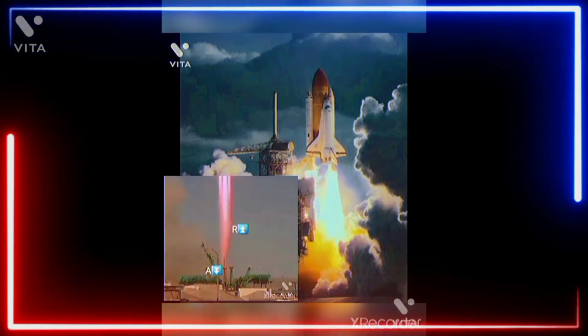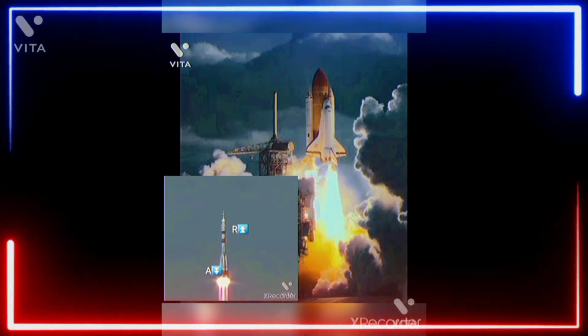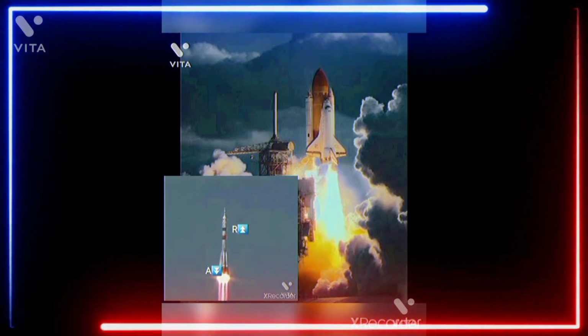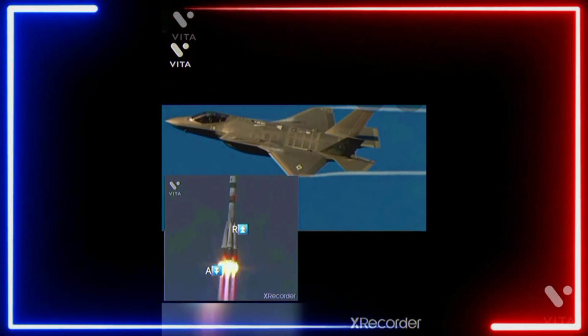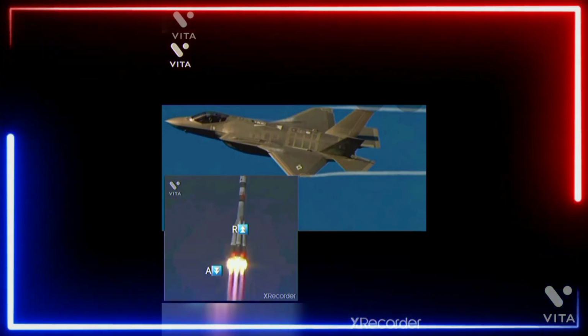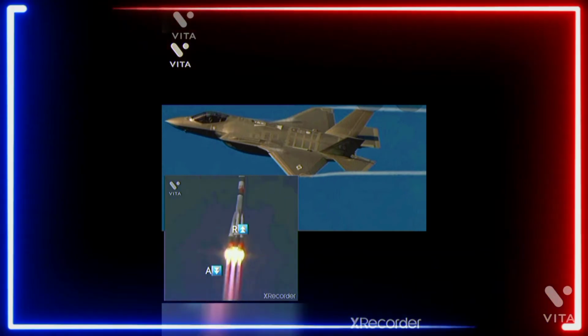And so, as we have discussed, Newton's third law of motion is applied in the launching of a rocket. The same principle is applied in the flying of jet airplanes as well.